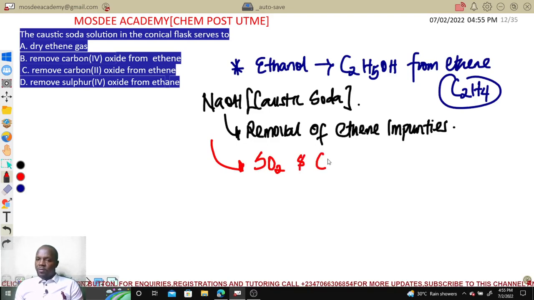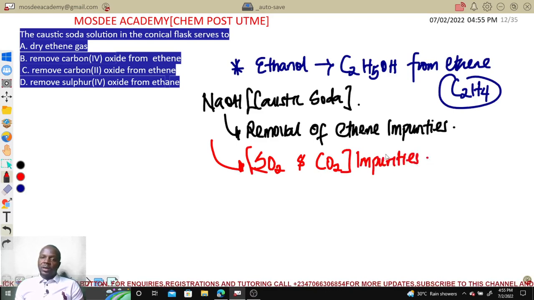And another one is carbon dioxide. These are the major impurity forms, the impurities formed during the preparation. Keep this observation in mind. In fact, if we prepare alkynes too, we also have impurities. That one is called phosphine impurities.